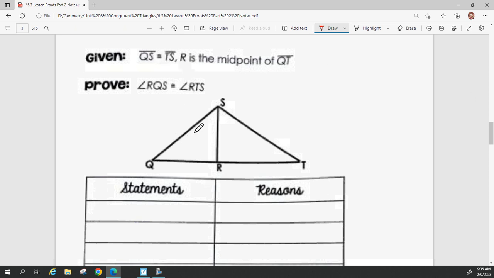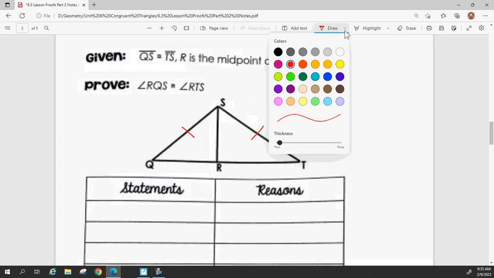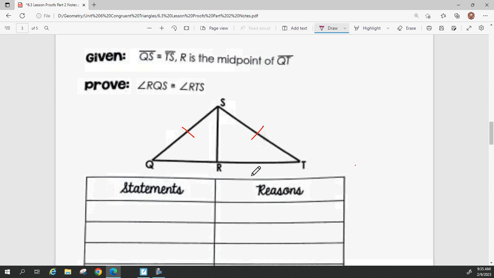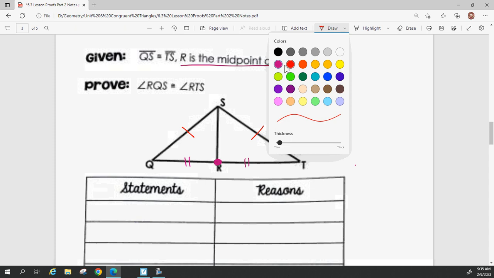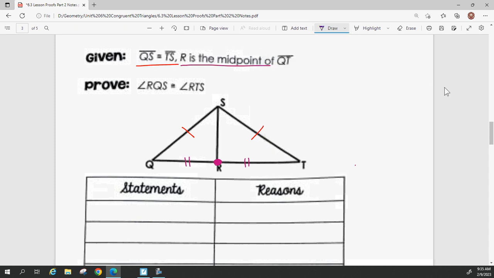QS is congruent to TS. R is the midpoint of QT. So down here, QT is this bottom segment, and R is the midpoint. It might not look like it right now, but our given information is saying that it is. So if R is the midpoint, that means that these two segments are congruent. Trying to stay color-coded here.